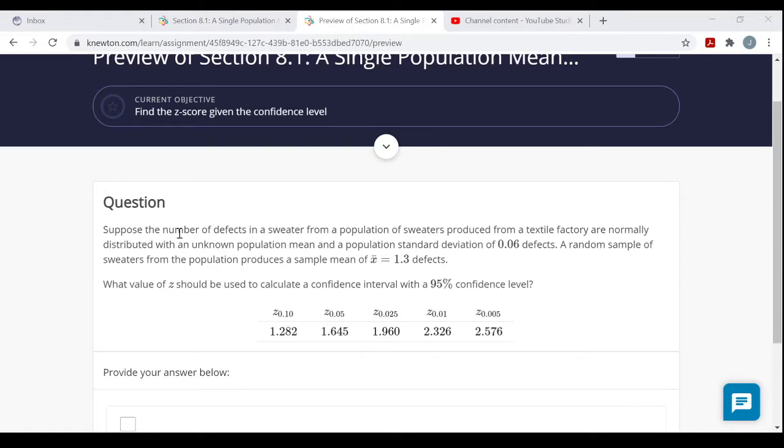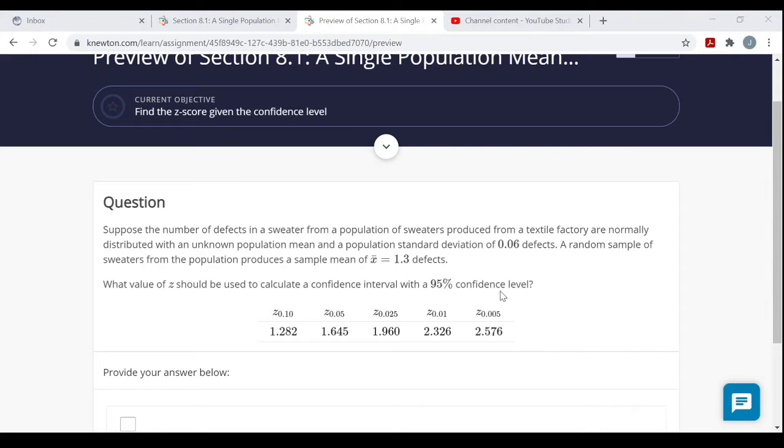Alright, so suppose the number of defects in a sweater from a population of sweaters produced from a textile factory are normally distributed, with an unknown population mean and a population standard deviation of 0.06 defects. So a random sample of sweaters from the population produces a sample mean of 1.3 defects. Right, what value of z should be used to calculate a confidence interval with a 95% confidence level?